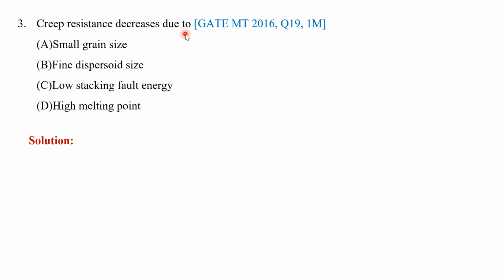Creep resistance decreases due to, it was asked in GATE Metallurgical Engineering 2016 for 1 mark. So the options are small grain size, fine dispersoid size, low stacking fault energy, and high melting point.